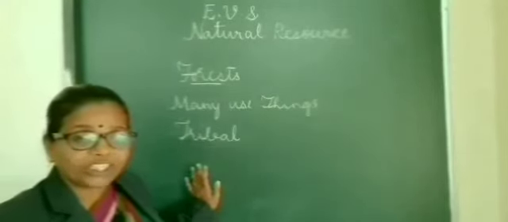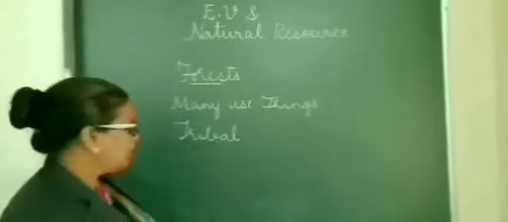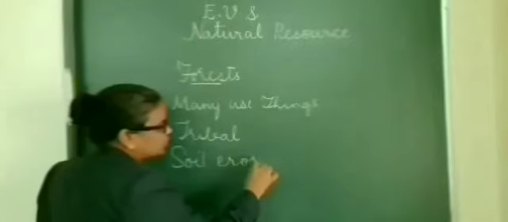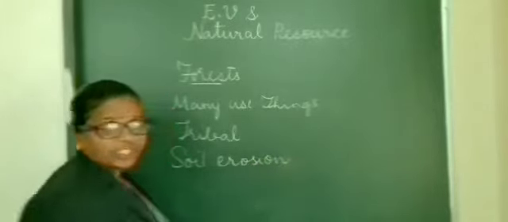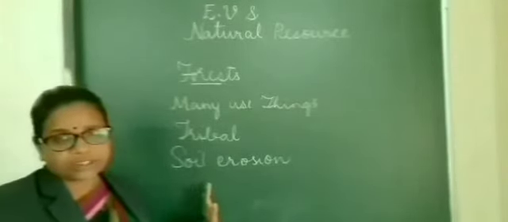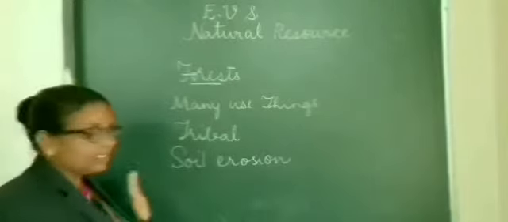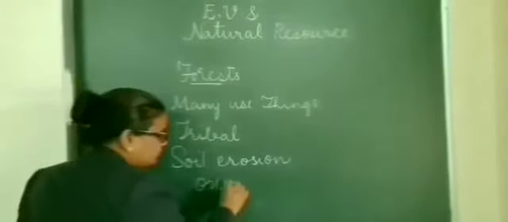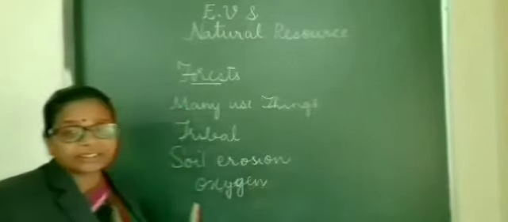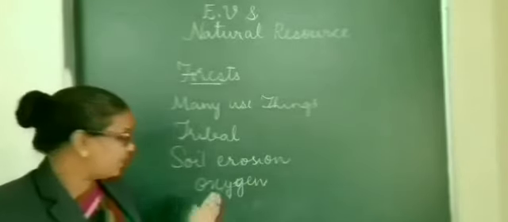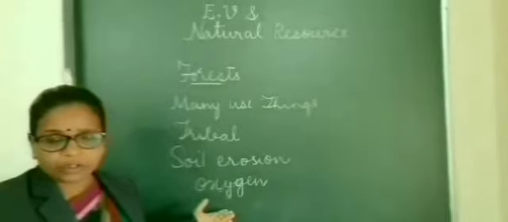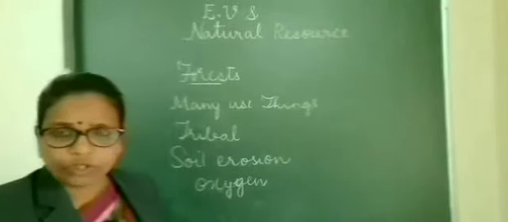And forests control the soil erosion. Where there are more trees, we can control the soil erosion. And trees give us good oxygen, and it controls the quality of the atmosphere. Where there is good oxygen, our atmosphere is very good. And forests are very useful to us.